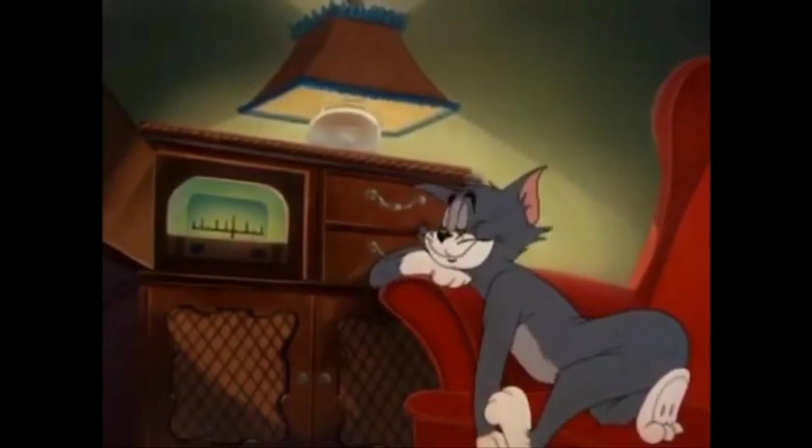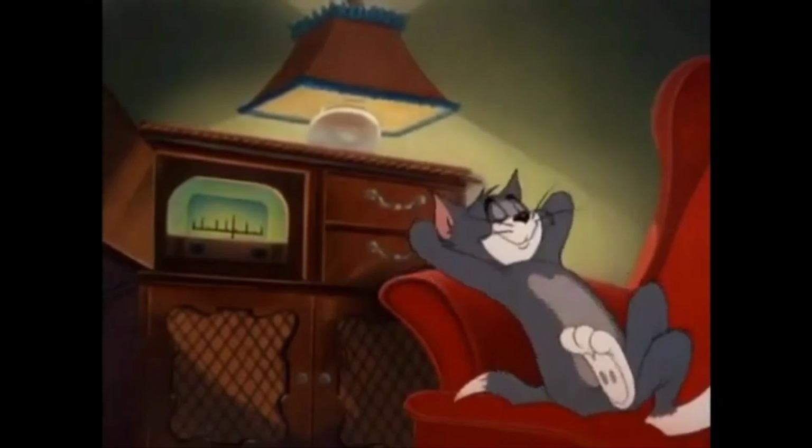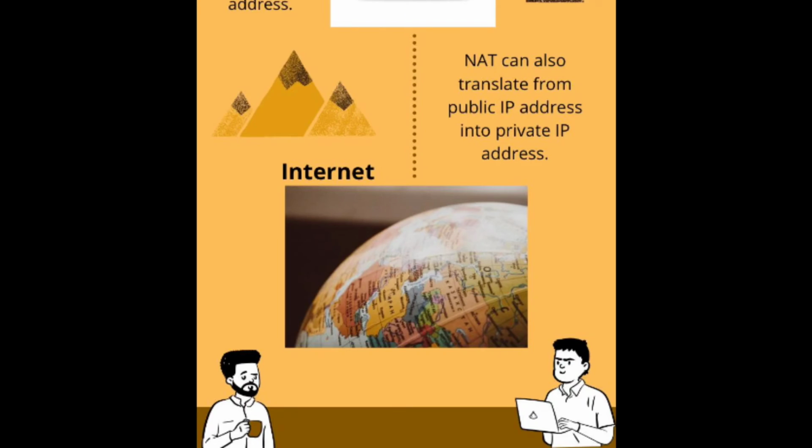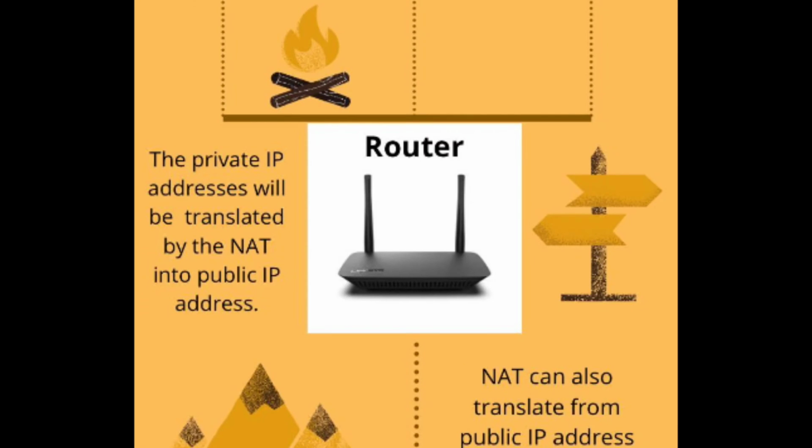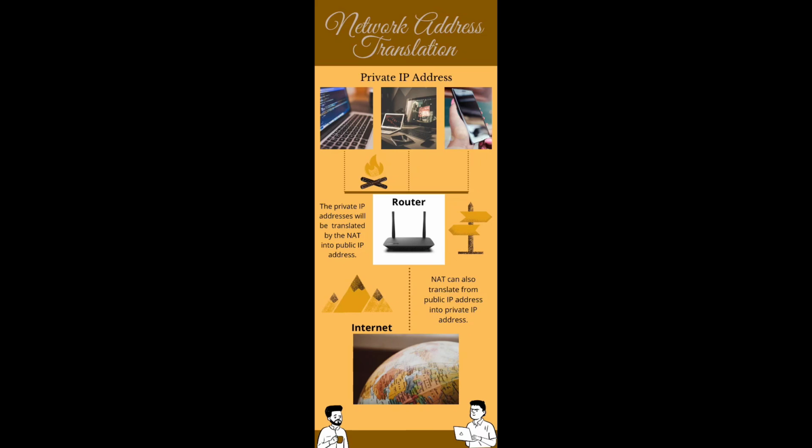Network address translation. First is the internet. Network address translation can also translate from a public IP address into a private IP address. The internet will be given to the router. The private IP addresses will be translated by the network address translation into a public IP address, and the router will give a private IP address to the specific gadgets or technologies.